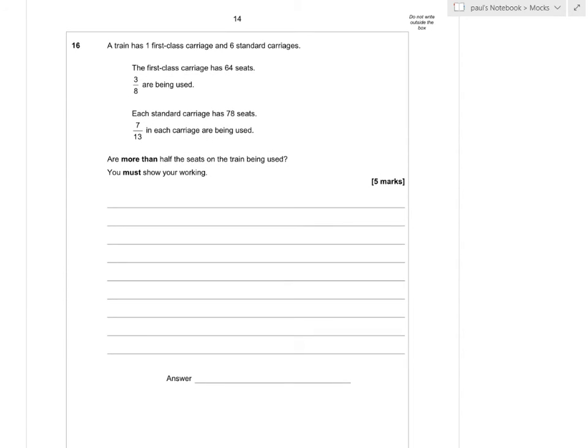A train has a first class carriage and 6 standard carriages. The first class carriage has 64 seats and 3/8 are being used. Are more than half of the seats being used? Right, so 64 times 3/8 will tell us how many of those are being used. So 64 times 3 divided by 8 is 24 are being used in that one.